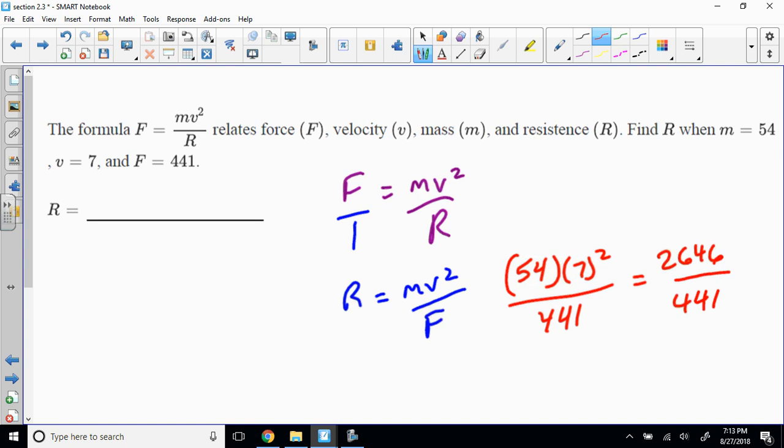Uh-oh. Ladies and gentlemen, the resistance is 6. And if you want to get technical, that's 6 ohms, right? Because resistance is in ohms. It's supposed to look like an omega, but it didn't. That's just my electrical engineering coming out. Just food for thought.